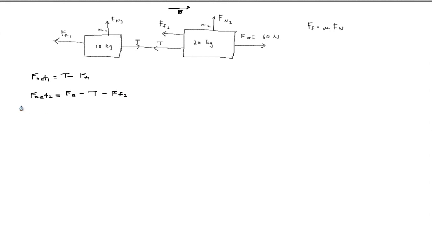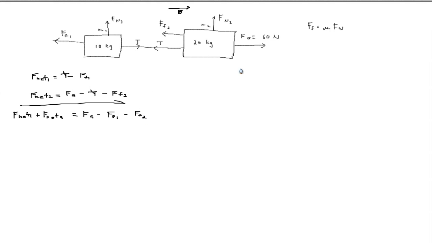So what we need to do is add these two equations together. So that's going to give us F net 1 plus F net 2 is equal to, and what we know is the tensions will cancel out, so it'll be our applied force minus force of friction on mass 1 minus force of friction on mass 2.